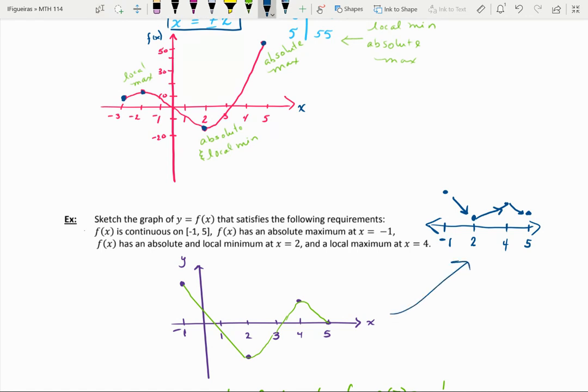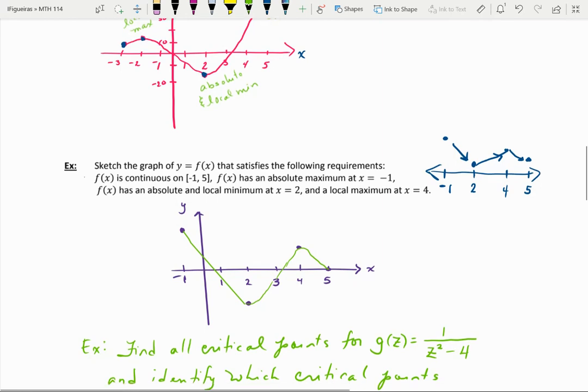Again, where you put the y values don't really matter as long as the y value at -1 is the greatest one overall. The y value at 2 is the smallest one overall. The y value at 4 is a local max, so it has to be greater than what you put at 2, but smaller than what you put at -1. And then 5 can't be anything in particular. So make sure you don't go below the y value at 2.